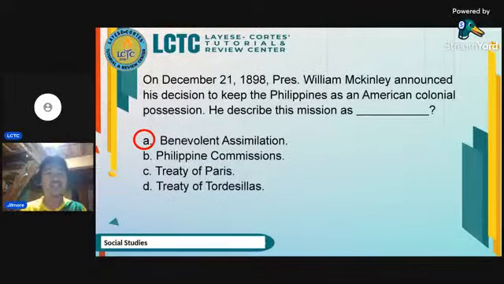Let's proceed. Take note that the decision of President William McKinley to keep the Philippines under American colony is called benevolent assimilation. Okay, good evening, Miss Cherry May Olyamot. Now let's discuss.